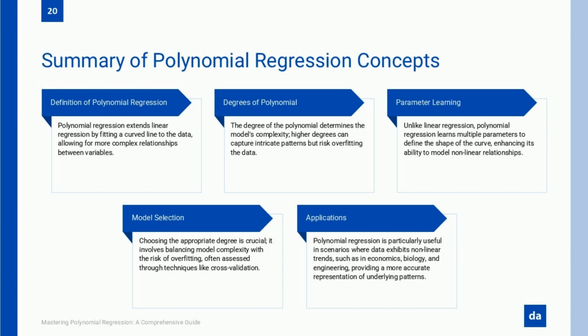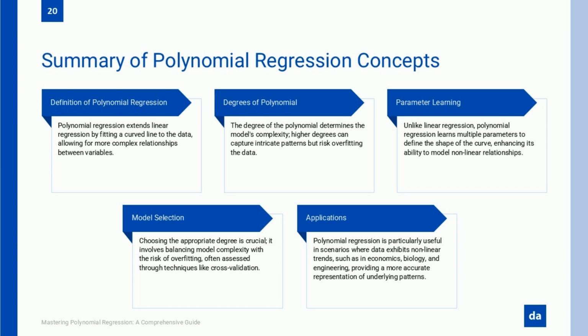When working with multiple independent variables, polynomial regression extends into multivariate polynomial regression, capturing complex relationships between multiple predictors. However, increasing the number of polynomial terms leads to exponential growth in complexity, requiring careful feature selection and regularization to keep the model interpretable and efficient.